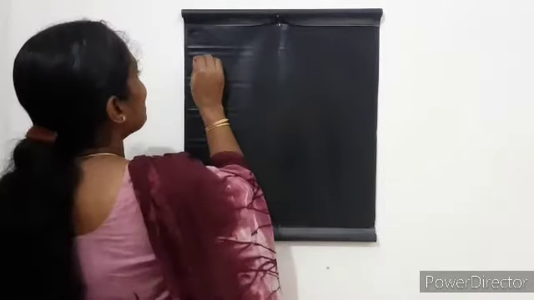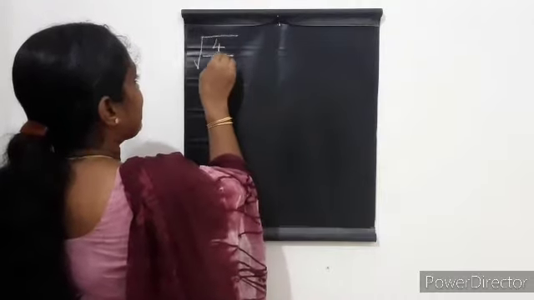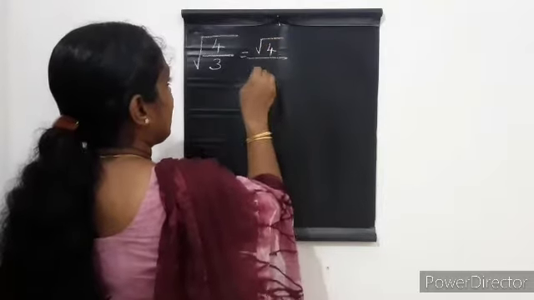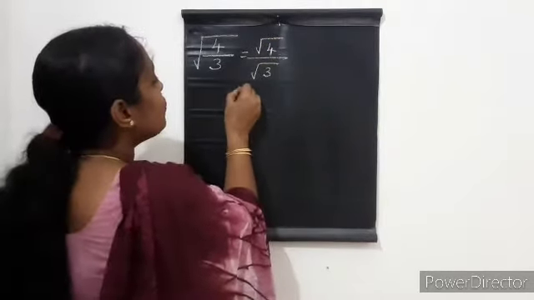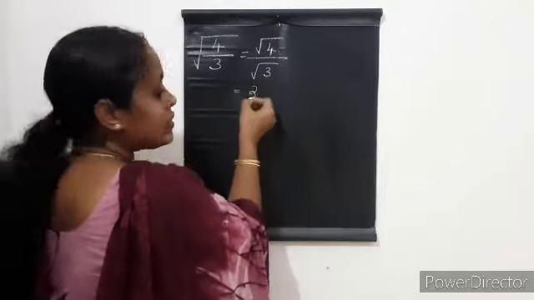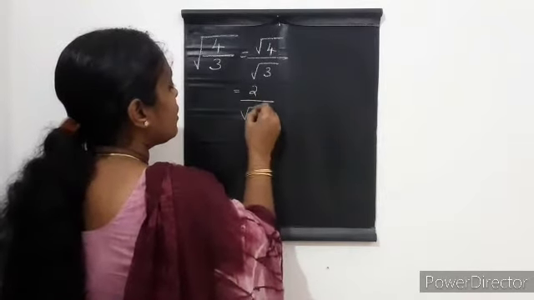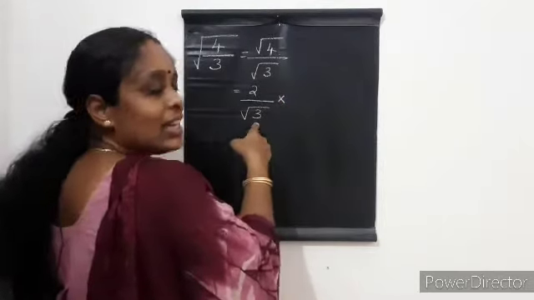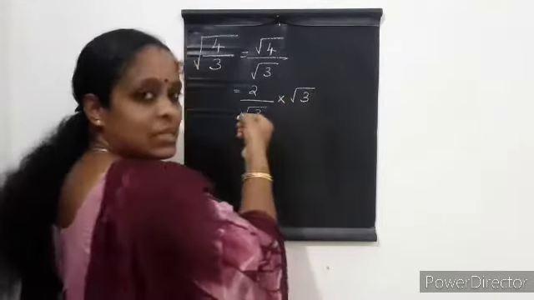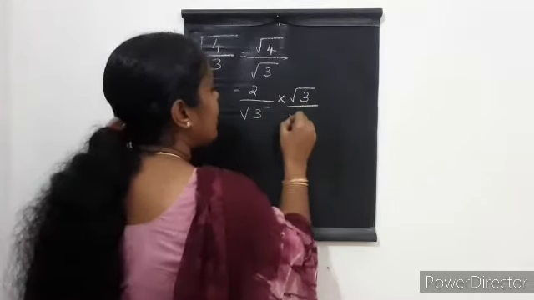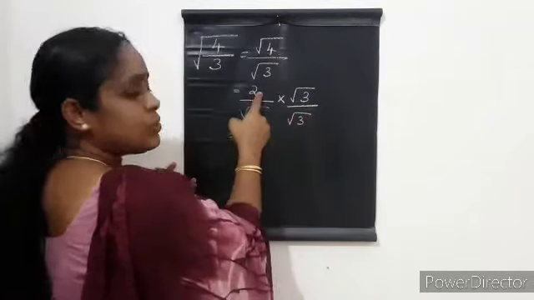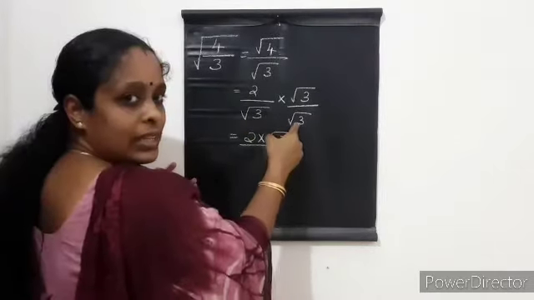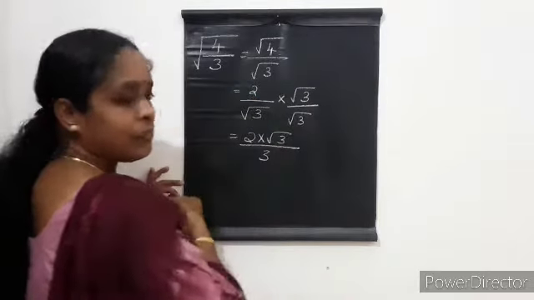Second one is square root 4 by 3. So we write it root 4 by root 3. And you know the value of root 4 is 2. So it is equal to 2 by root 3. Then what we do? Yes, we multiply the numerator and denominator by root 3, that is root 3 by root 3. So this is equal to 2 into root 3 by root 3 square, that is 3.